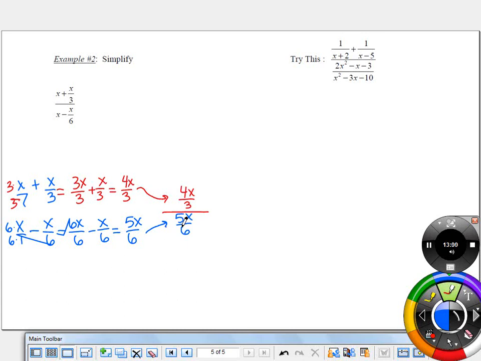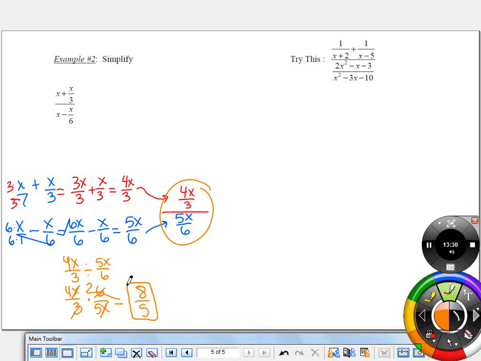Now we need to do what we did in the previous lesson, and we actually have to go through and simplify this complex fraction. So we need to do 4x over 3 being divided by 5x over 6, which is 4x over 3 times 6 over 5x. The x's will cancel. 3 goes into 6 twice, and so I get a final answer of 8/5. So it happens to simplify to a whole number.